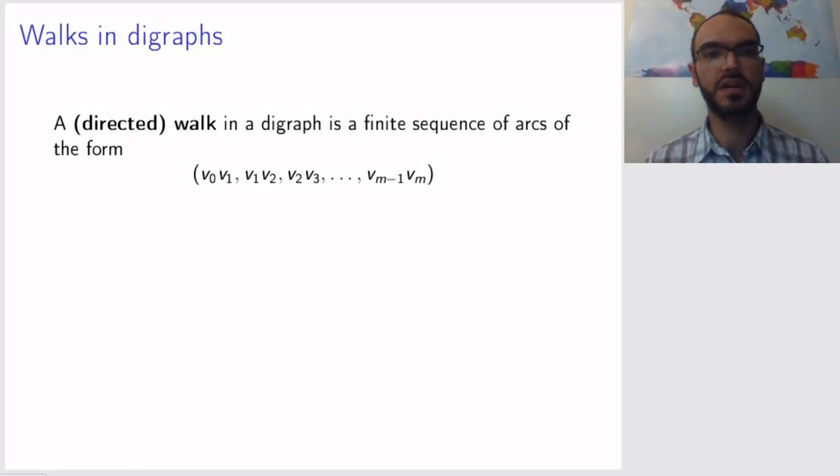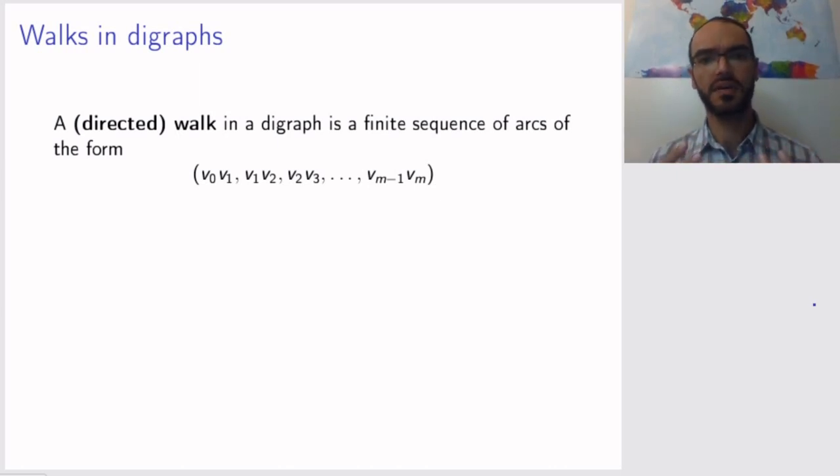So far we've been talking about walks, paths, and cycles in ordinary, undirected graphs. Now let's move to digraphs. Digraphs are often more useful when you model networks and things like that, so it makes sense to once in a while talk about them and see how they work.